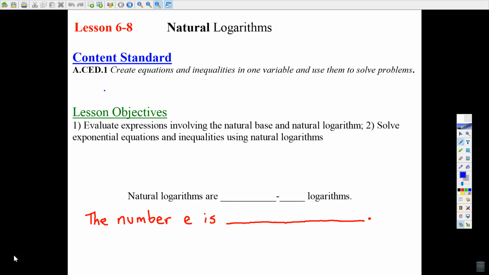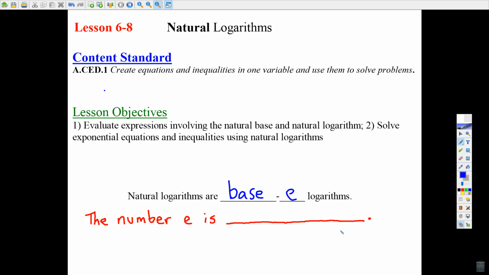All right, today, lesson 6A, our topic is natural logarithms. We've just left common logarithms, base 10. The natural logarithm, we'll just go ahead and fill in the blank here of our notes. Natural logarithms are base E logarithms. There is a number called the number E.